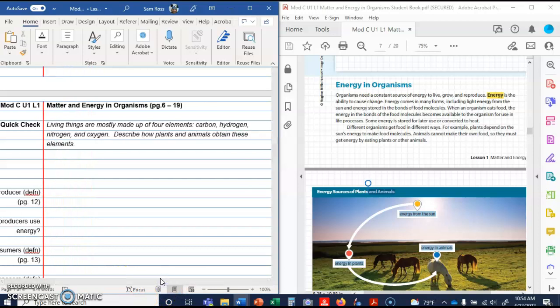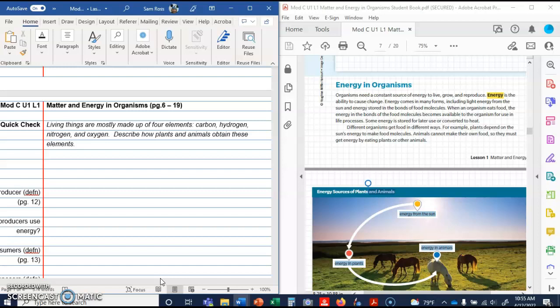Living things are made mostly of 4 elements: carbon, hydrogen, nitrogen, and oxygen. Describe how plants and animals obtain these elements. Plants and animals obtain these elements from their environment, and here are some examples. Animals drink water, which is hydrogen and oxygen. Animals consume food that contains carbon, nitrogen, hydrogen, and water. Plants take in water and nitrogen from their roots, and plants get carbon when they absorb CO2 through their leaves.